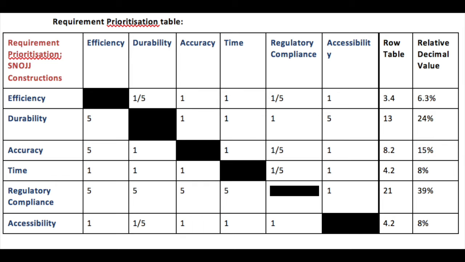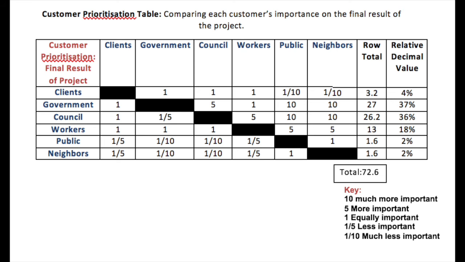Now, focusing strictly on regulatory compliance, this takes more importance than basically all others, except it is equal to accessibility, because blocking certain roads and walkways can be illegal without permits, so these two can go hand in hand. Moving on to accessibility, on its own it shares equal importance to most. Durability, however, is more important to SNOJJ than causing disruptions to the public because of inaccessibility, so it just doesn't seem as important to pleasing the client.